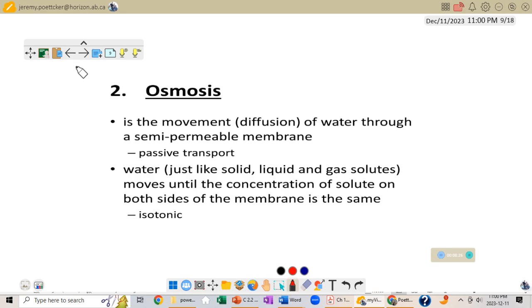Okay, so that was diffusion. Osmosis. This is actually just a special kind of diffusion. It is the diffusion of water through a semi-permeable membrane. It's passive transport. Water, just like solid, liquid, and gas solutes, is going to move until the concentration of solute on both sides of the membrane is the same, as in it's isotonic.